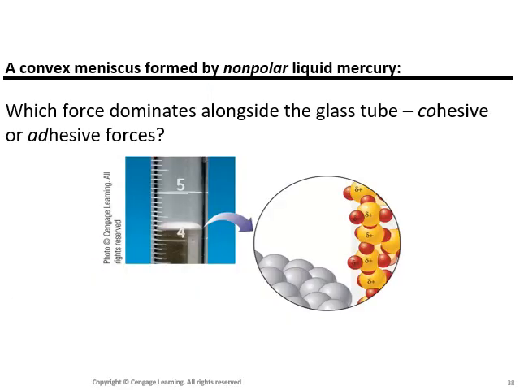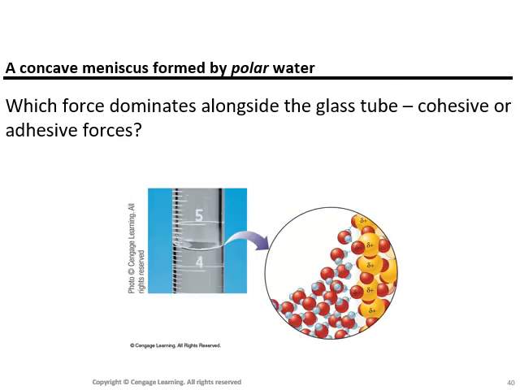So for mercury, which force would dominate? It's going to be cohesive. Next slide. Okay, next slide. And then for water, which would dominate? That's going to be adhesive. Next slide.